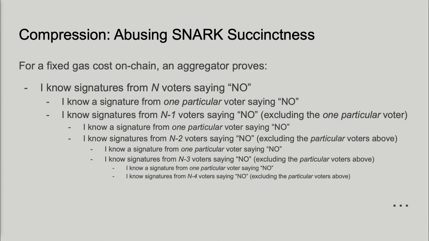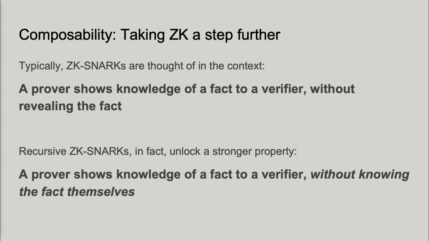So this is compression. At least we like to think of this property as compression. There are lots of different applications you can build that just use this property. And you'll also notice that this does not use the ZK properties at all. So in fact, we have a second property that I'll show. We think of it as composability. And we think recursive ZK SNARKs somehow are stronger than just normal SNARKs.